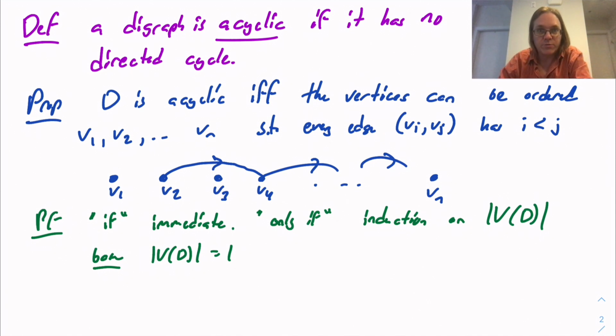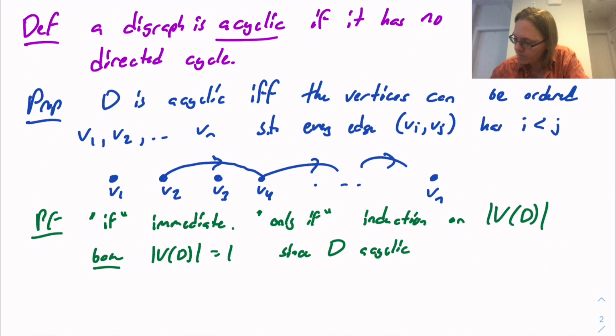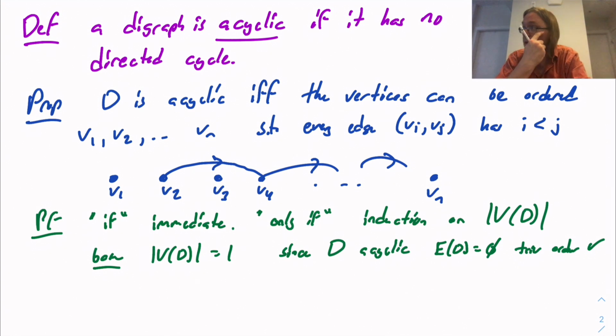I give you just the vertex v. Well, it is true that every possible edge goes left to right in the picture, because there are no edges. So in this case, if you have one vertex, since D is acyclic, it has no edges. So there are no edges, and the trivial ordering works. Okay, so our base case is done.